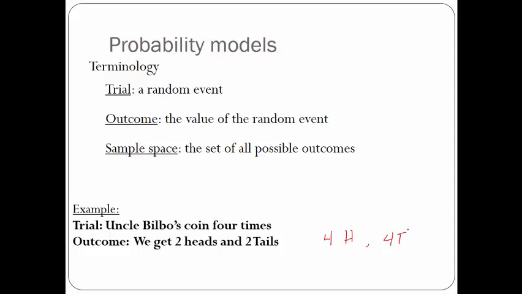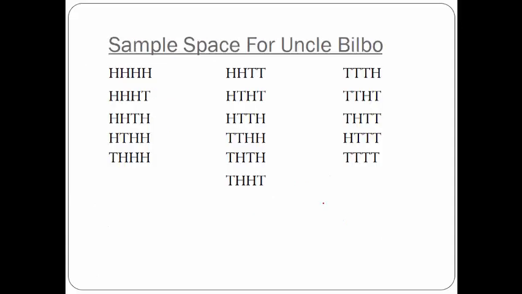That was another outcome. To get the ball rolling, if we talk about the sample space, what are the possible outcomes if we flip a coin 4 times? We could get heads, heads, heads, heads. We could get heads, heads, heads, tails, and so on and so forth. So altogether, this is the entire sample space for Uncle Bilbo. Now we see there are 16 different outcomes that could happen.